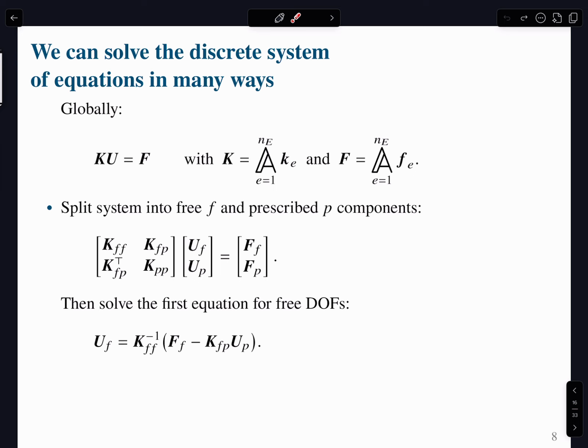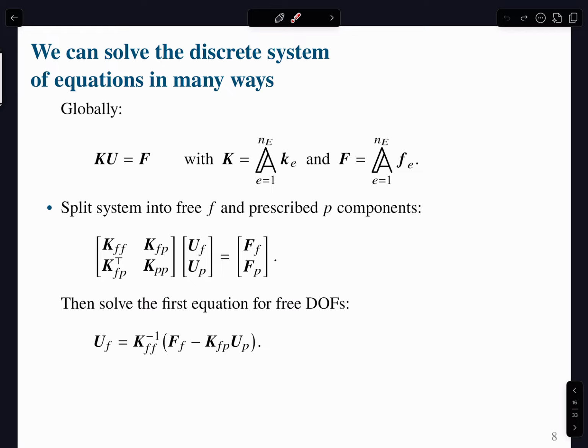And what happened to the second equation? We don't really ever look at it unless you are interested in knowing the value of the reaction force. This FP is the actual force at the prescribed degrees of freedom. Once I solve for the free degrees of freedom, I can solve this equation, KFP transpose UF plus KPP UP equals FP, and then I get my reactions. But normally this is not done in practice unless you have some particular interest in finding what the reaction forces are.